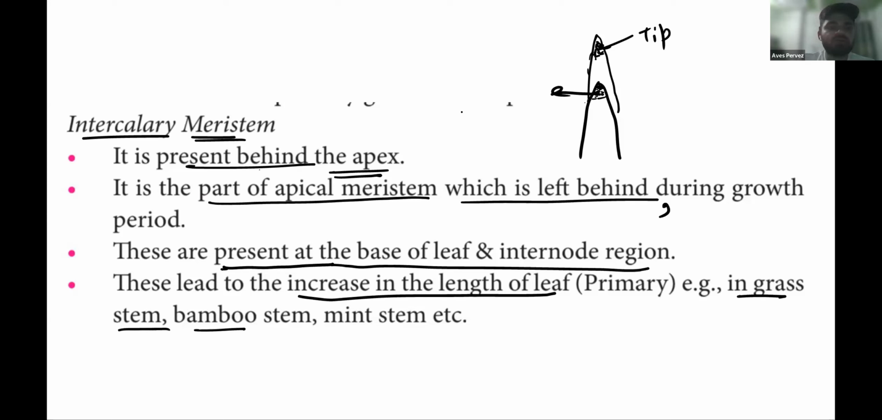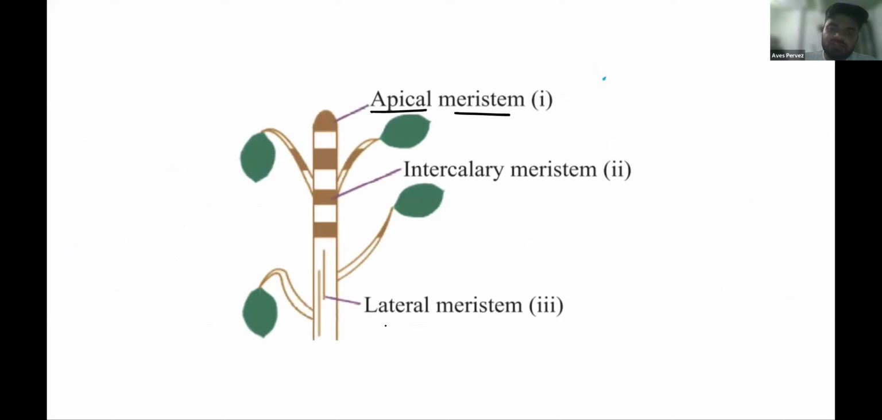Now, coming to the next point, we have the intercalary, the lateral meristematic tissue that I have shown you here. This is the lateral meristematic tissue, and it is present at the longitudinal axis. Like you have seen, there are two types of axis, latitude and longitudinal. So this is present at the longitudinal axis of the plant, and it is generally responsible for the lateral growth of the plant.